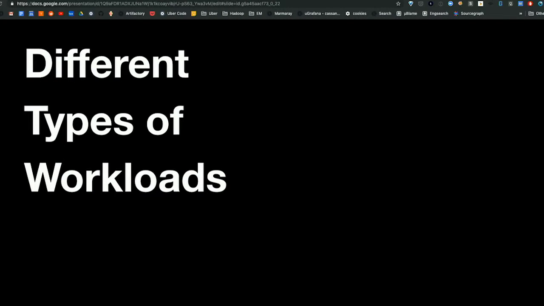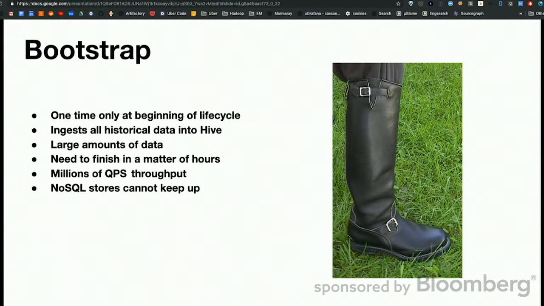So now I wanted to talk about the different types of workloads. I'm going to focus mostly on ingestion during this talk. And so there's two types of workloads. The first one is called Bootstrap. Bootstrap occurs only at the beginning of the lifecycle. I'm going to use trips as an example for most of this talk. So, trips from Uber, Uber Eats, jump bikes, scooter rides, everything that we do is modeled as a trip in our table.